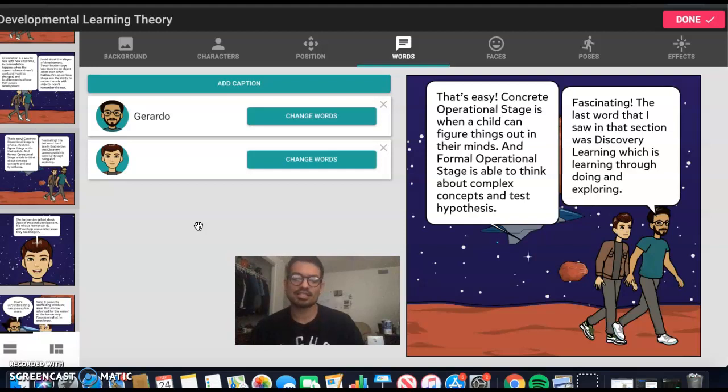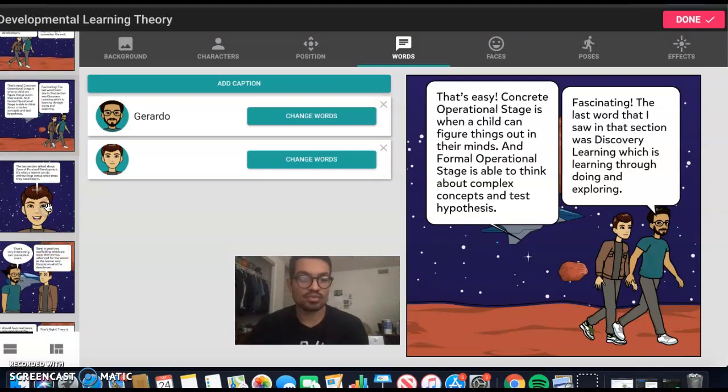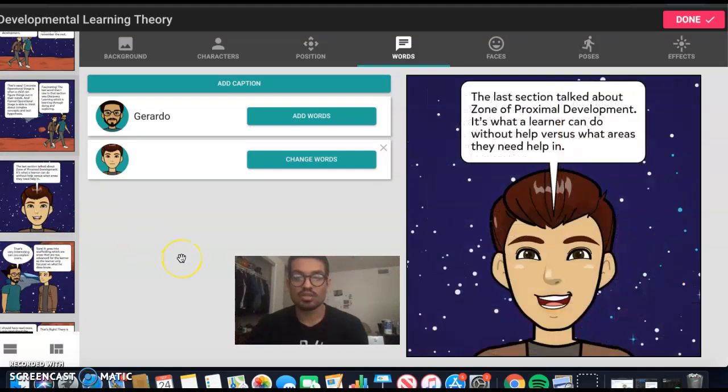The last word for that section was discovery learning, which is basically that a child learns best through discovery, and their own personal exploring is when they learn the most, through their own personal experiences as a child. That would be that section, and then it goes into the zone of proximal development.